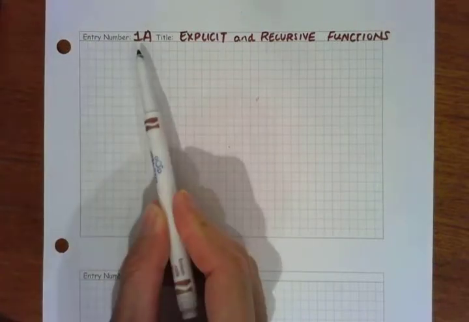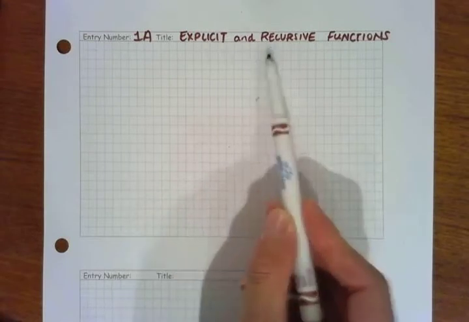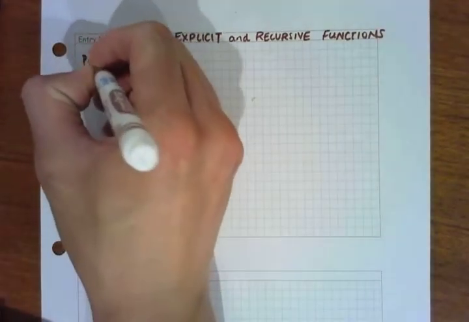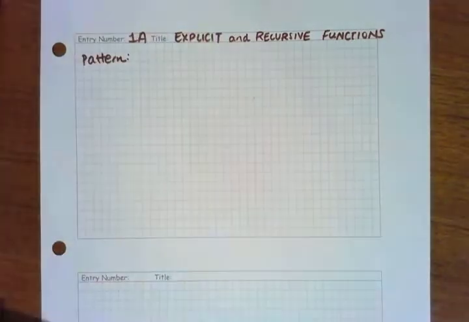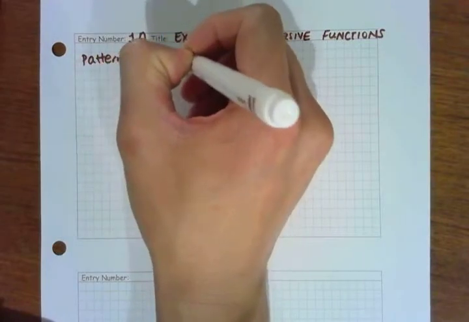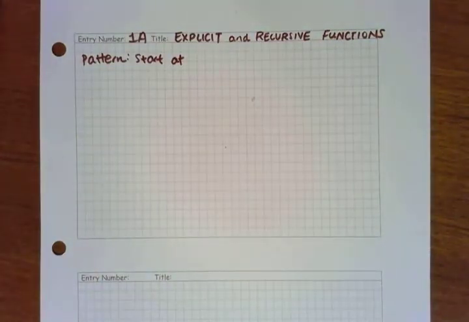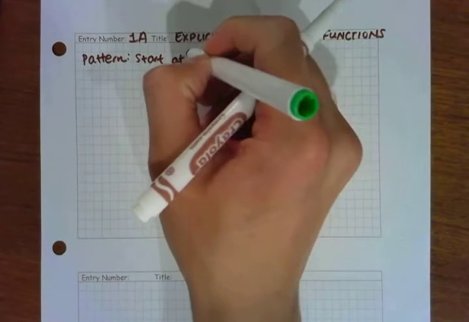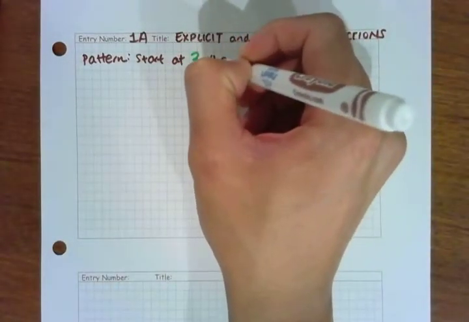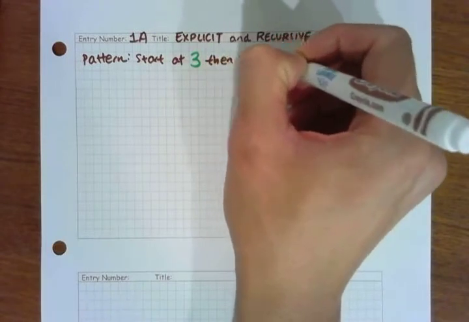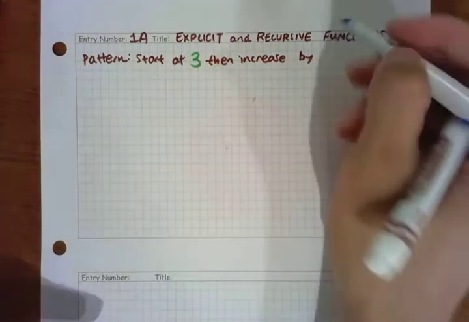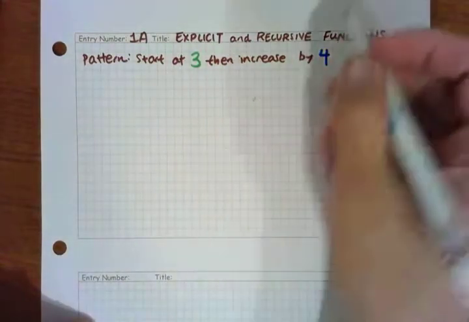These are video notes 1A for explicit and recursive functions. Let's start with a pattern. For our pattern, we're going to start at 3. Then increase by 4 each time.